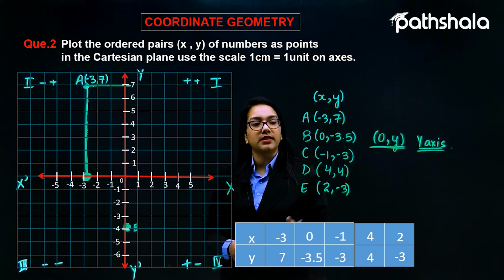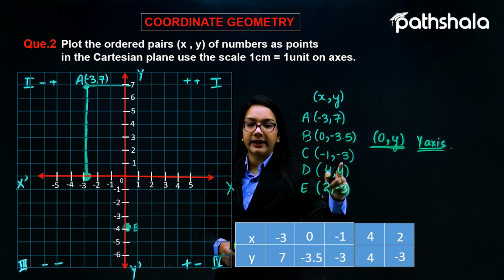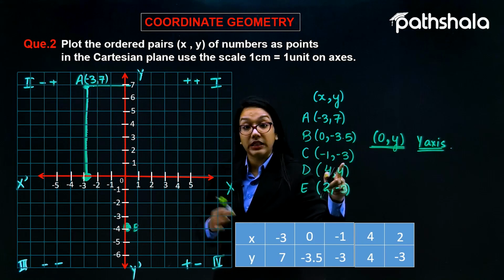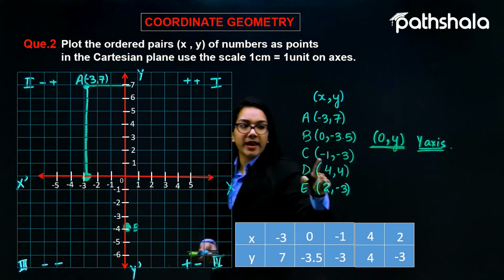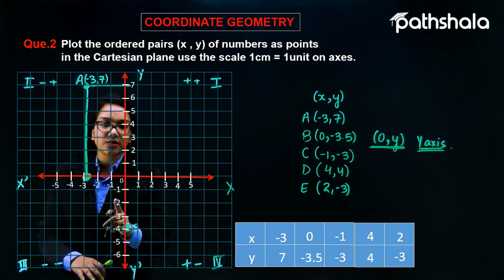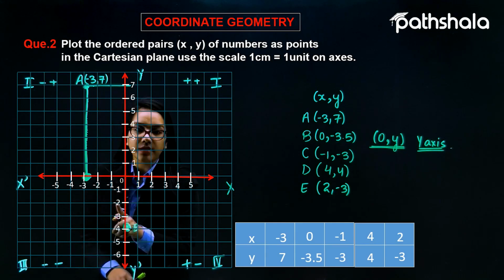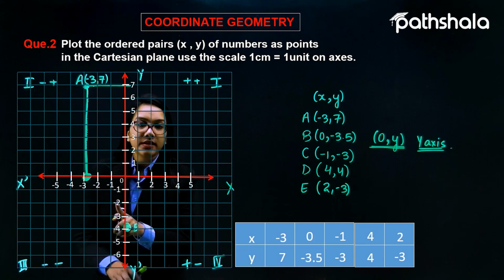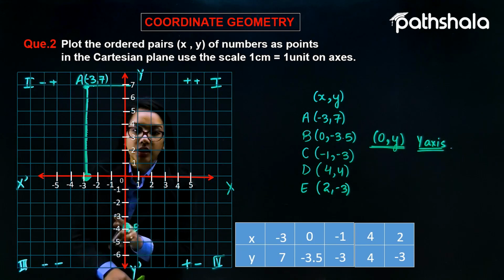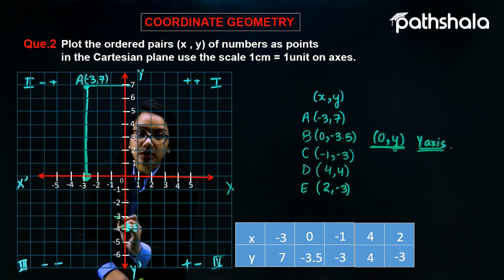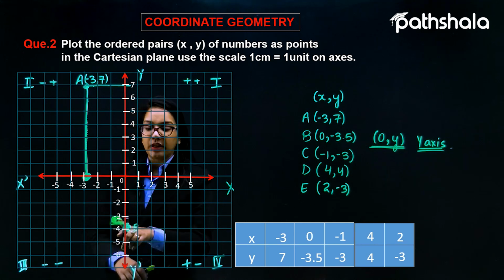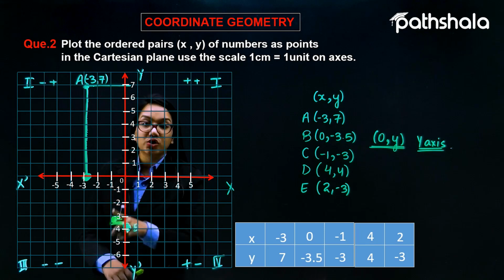It is minus 1, minus 3. Minus 1, minus 3 means both signs are negative, so it lies in the third quadrant. So C is minus 1, minus 3. The abscissa is minus 1, and we have to go till minus 3. This is nothing but the intersection of these points. So this is my perpendicular distance from minus 3 and minus 1.